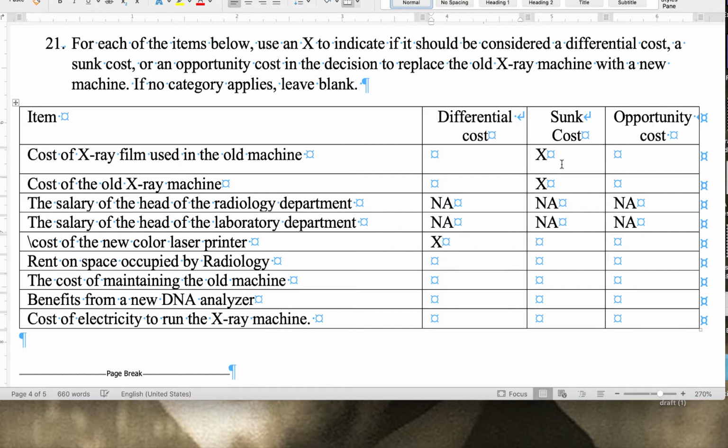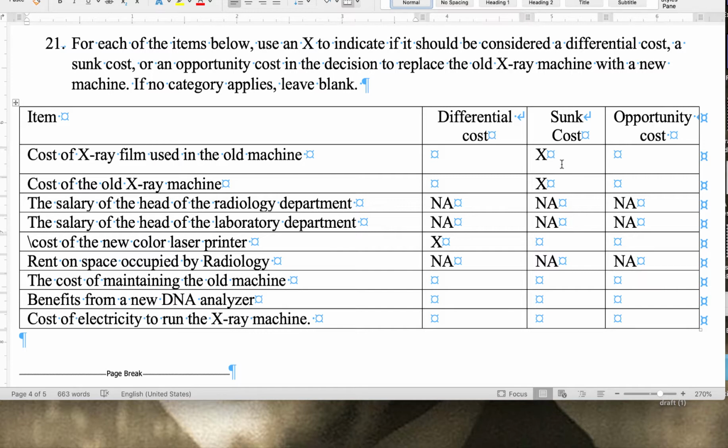Excuse me. The rent space occupied by radiology. Well, it doesn't matter if we keep the old machine or buy a new machine. Radiology is still going to be there. They're still going to be working. They're still going to have to pay rent. So this does not apply. So it's not applicable. Okay.